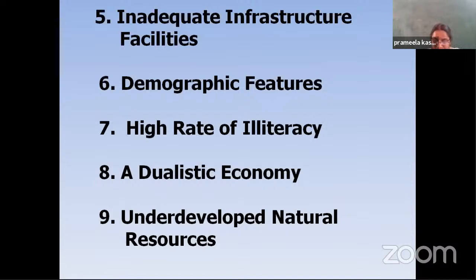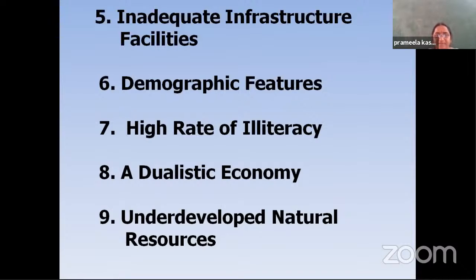Not only that, the illiteracy rate in the Indian economy is very high. According to the 2011 census, the literacy rate was 74%: in case of males 82.14%, and in case of females only 65.5%. That means most of the females remain illiterate. So due to high illiteracy, these economies remain backward and are treated as developing economies. This is the seventh one.